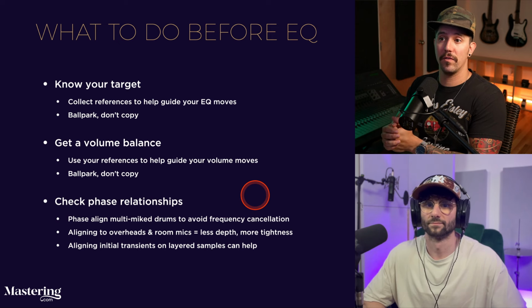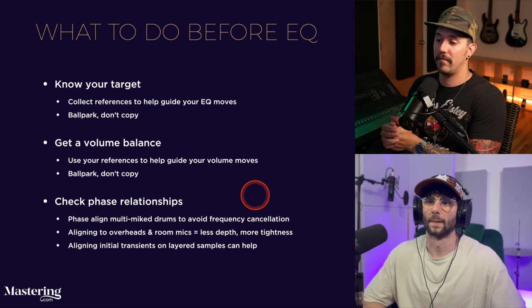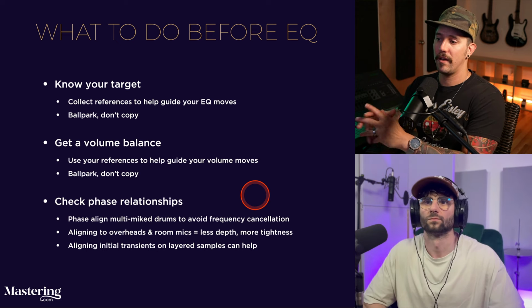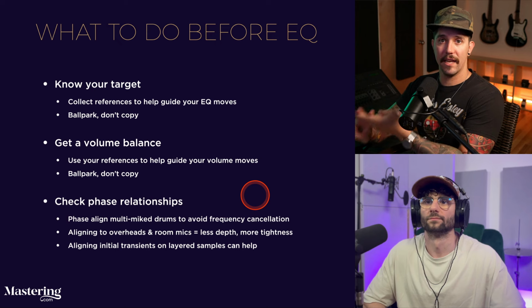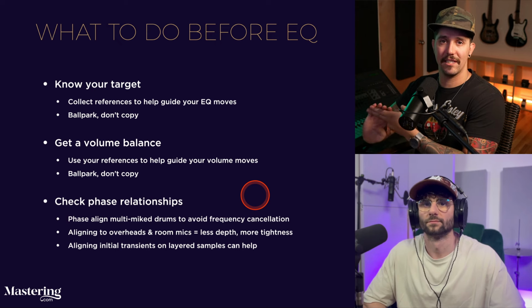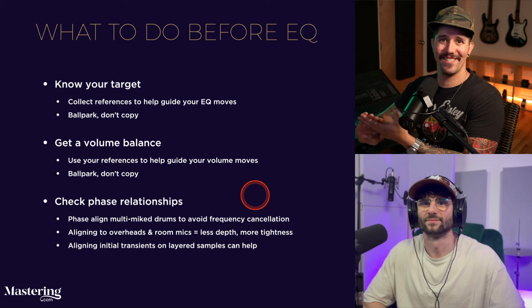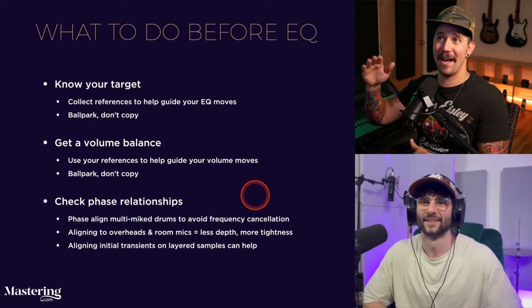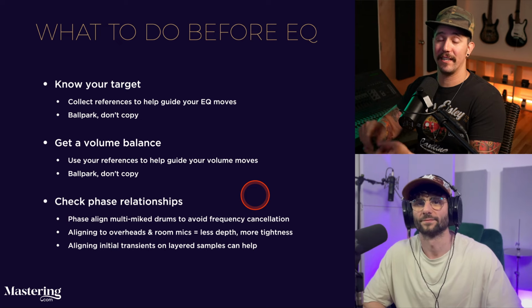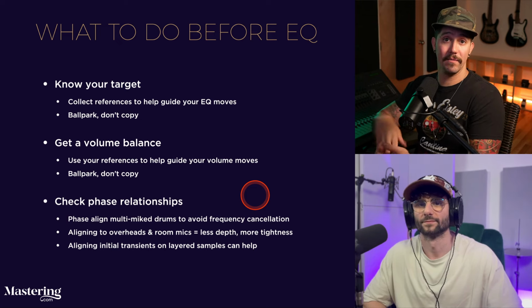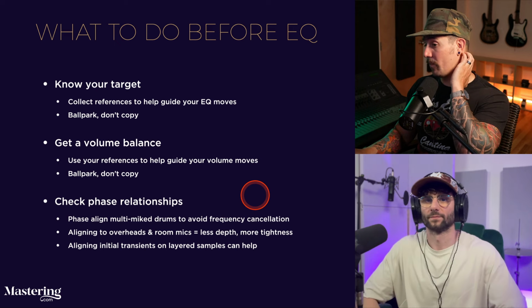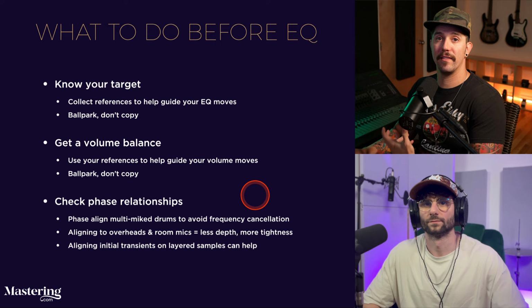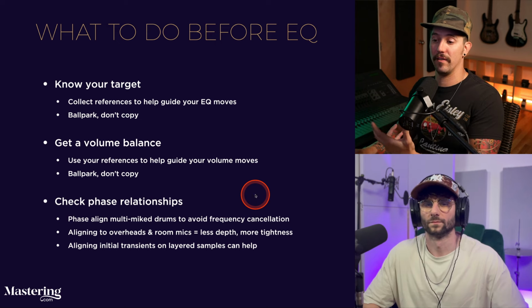So things to look out for here: multi-mic'd kicks and multi-mic'd snares. Say that three times really fast. I know. But usually there's a snare top and snare bottom. On kicks, it's not uncommon for kick in, kick out, and sub, right? Sometimes you'll even get three. Those are the ones that are going to make the most difference. They're going to have the most impact on the sound of the drums.